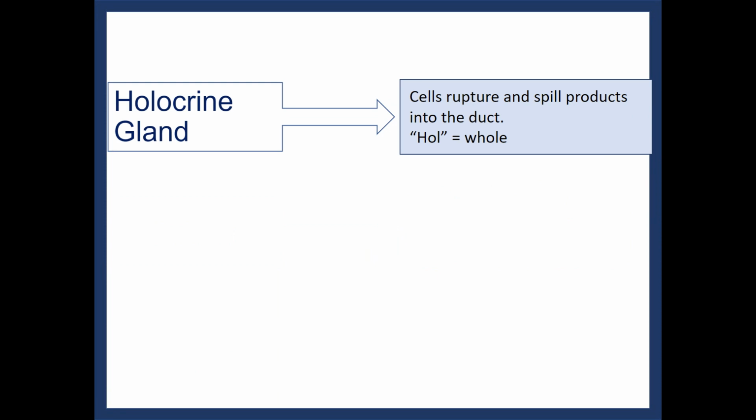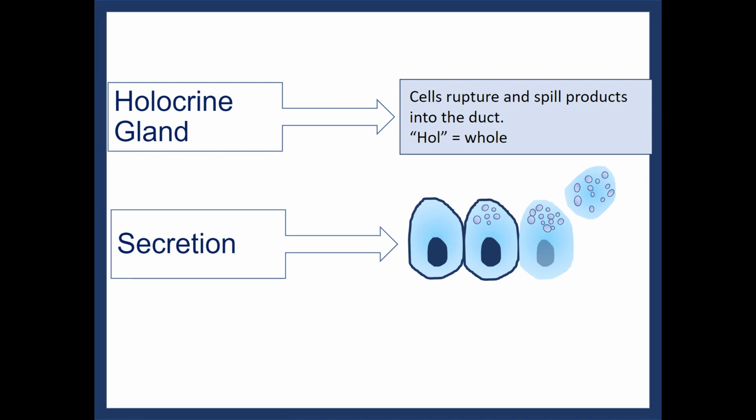All right. And then the third type of exocrine gland is a holocrine gland. Holocrine gland. It's a mouthful. And this one does damage to the cell. So it causes the cell to rupture, and then the products, the substances inside the cell, just spill out. And that's why it gets its name. Hol means whole. So it's like the whole cell just pops and out comes the substances that were inside of it.